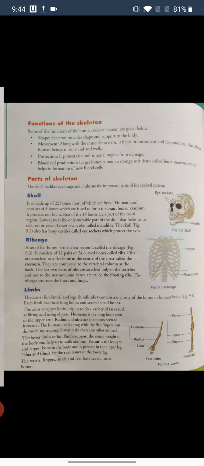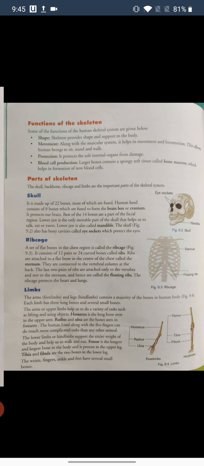The lower limbs or hind limbs support the entire weight of the body and help us to walk and run. Femur is the longest and largest bone in the body and is present in the upper leg. And 2 bones, radius and ulna, are present in the forelimbs, and in the hind limbs 2 bones, tibia and fibula, are present in the lower leg.